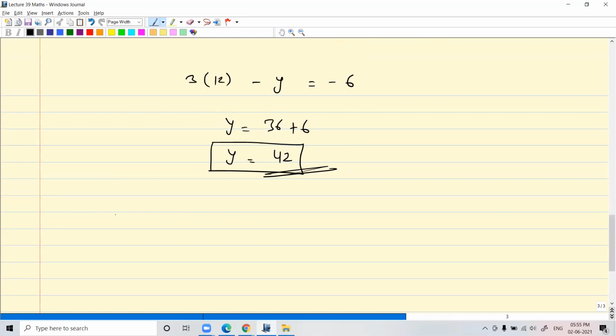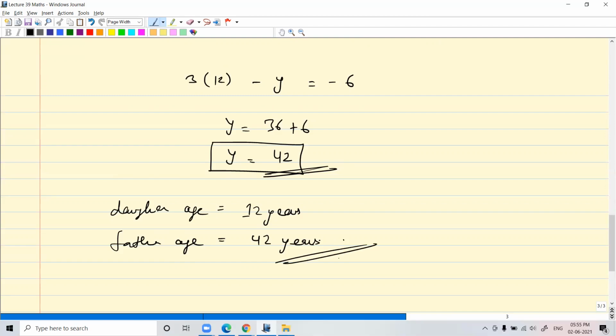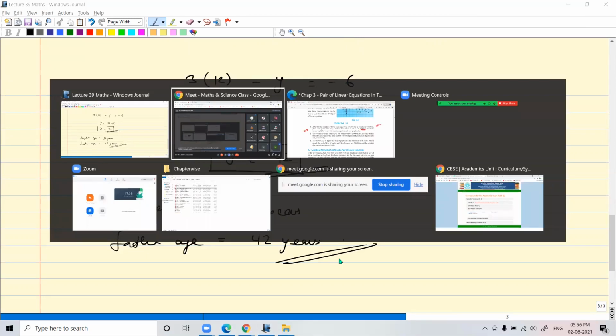Okay. So in daughter's age, you should write these kinds of problems. After finding x and y, don't stop there because we don't know what x and y are. We have to clearly write at the end whose age is x and whose age is y. So daughter's age is equal to 12 years. You should write that also. Don't forget to write the years also. And then father's age, 42 years. Okay, that's good. So let's move on. Anybody has any other doubts?